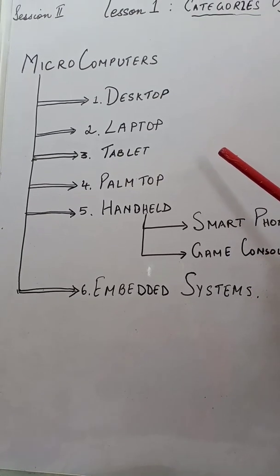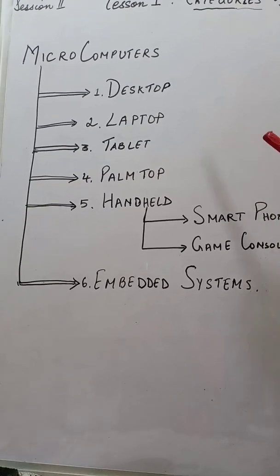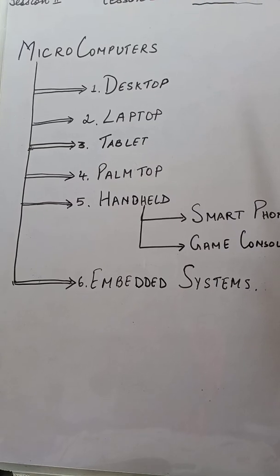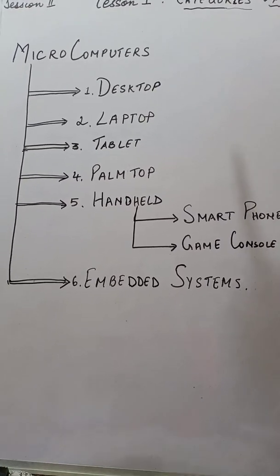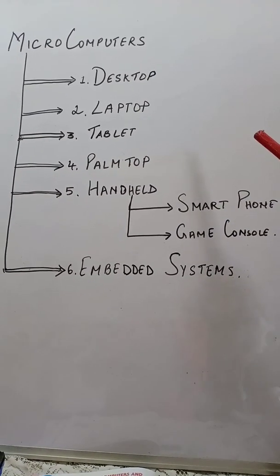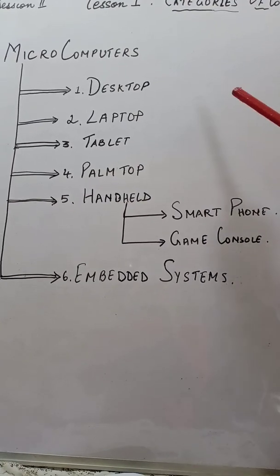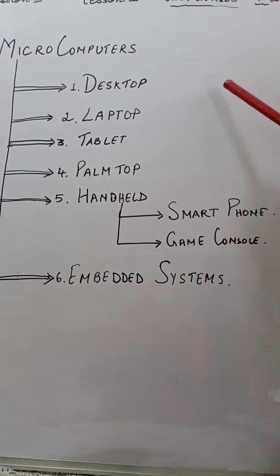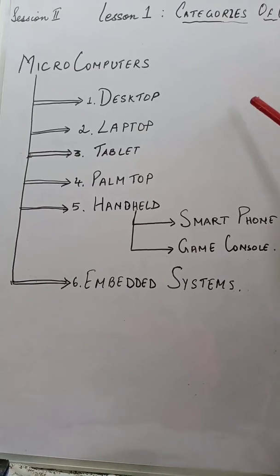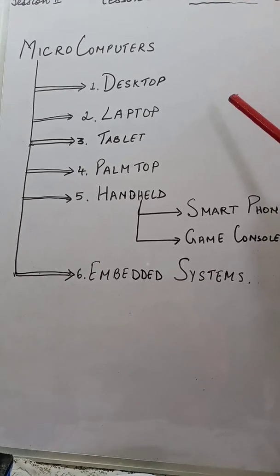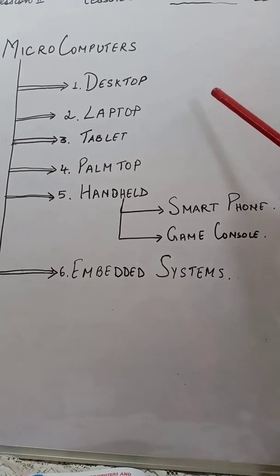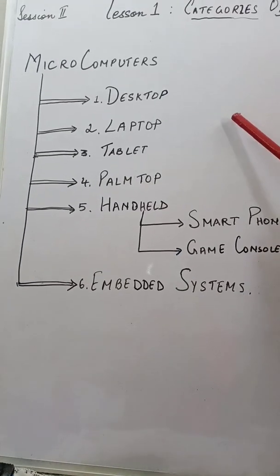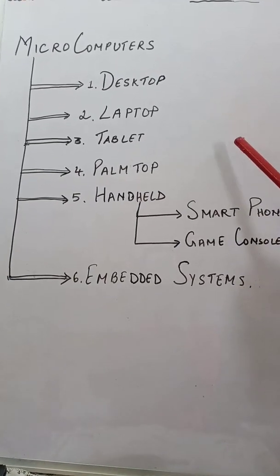Now what is a desktop computer? A computer which fits on a desk or a table is termed as desktop computer. You might have all seen in your computer lab also, in your home also, or in your office or workplace also, the computers which are placed on the table and are accessed with different hardwares, they are called desktop computers.